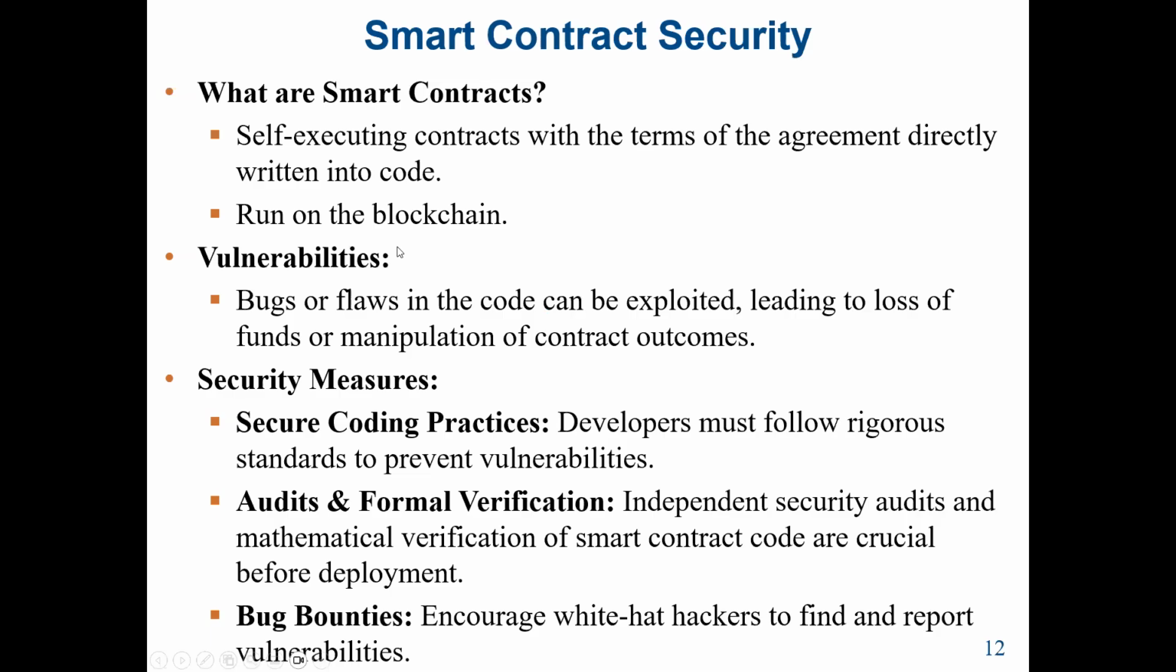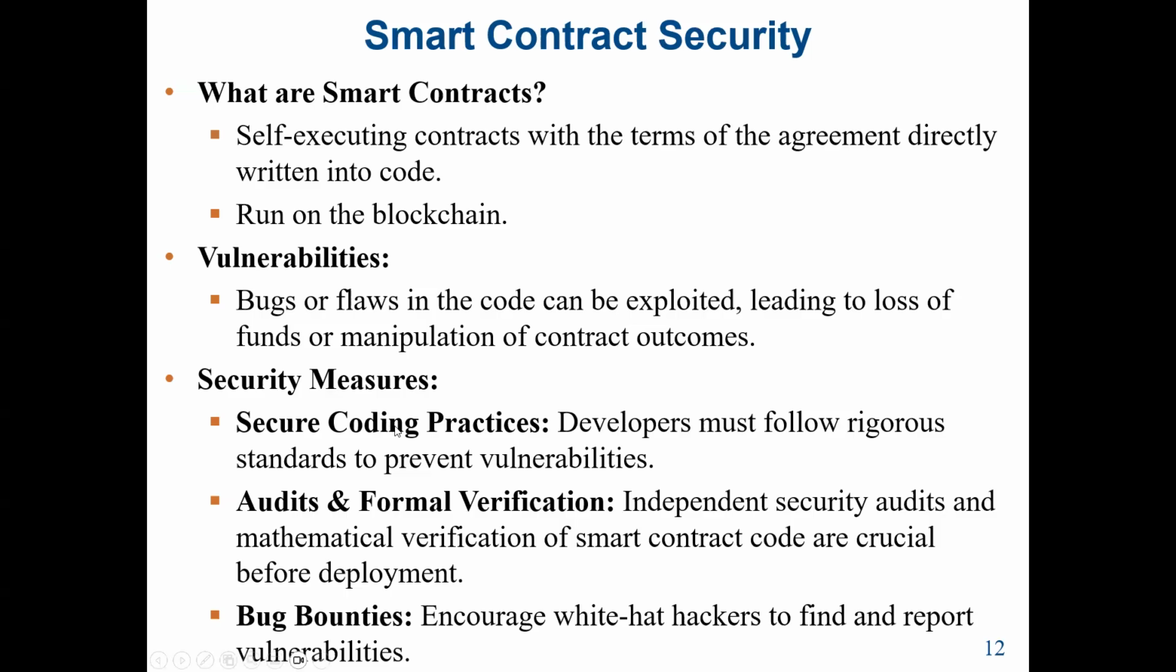So we have a vulnerability: bugs or flaws in the code. Bugs or flaws in the code can be exploited, leading to loss of funds or manipulation of contract outcomes. Unlike traditional contracts, smart contracts are immutable once deployed. So any bug or vulnerability in the code can be permanently exploited by attackers, leading to significant financial losses.